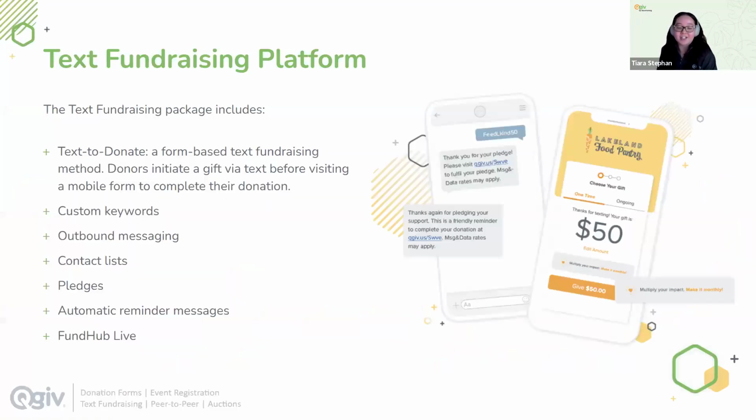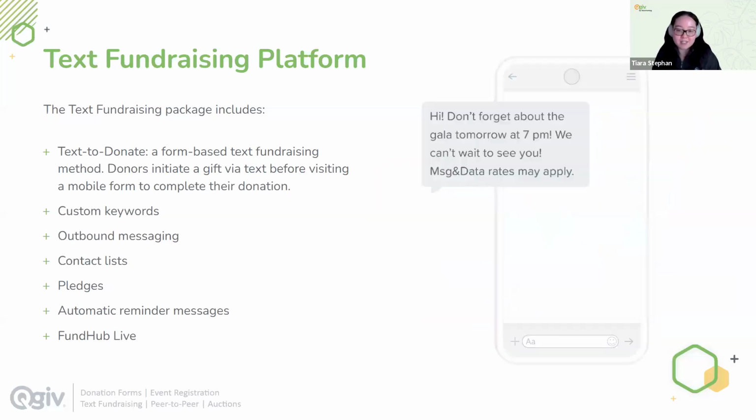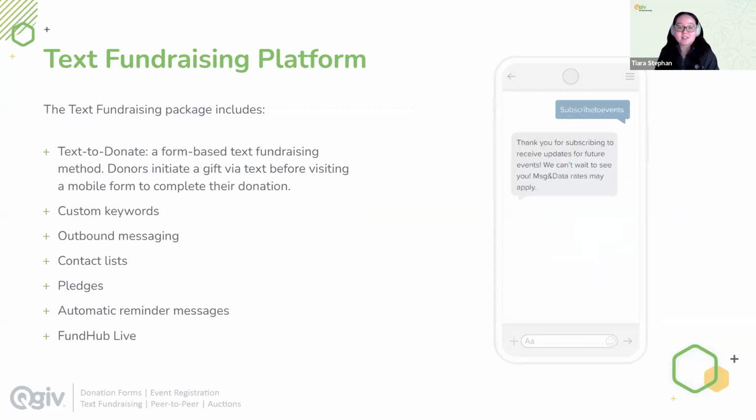Now let's take a look at Qgiv's text fundraising tools. Qgiv's text fundraising package includes text to donate, which is the form-based text fundraising method we've been talking about this whole webinar. Donors initiate a gift via text before visiting a mobile form to complete their donation. It also comes with those custom keywords, so you can personalize your keyword to go with your organization's mission or identity, and you can create a new custom keyword for every campaign or event. There's also outbound messaging. With outbound messaging, you can communicate with your donors during events and beyond those simple donation appeals. And with that comes contact lists, where your donors can opt into a subscription with a keyword, so you can send a letter out to a specific list of contacts that are interested in receiving that newsletter.